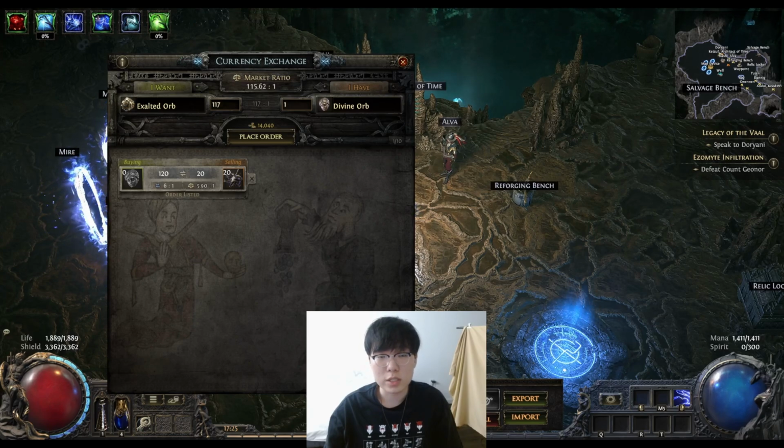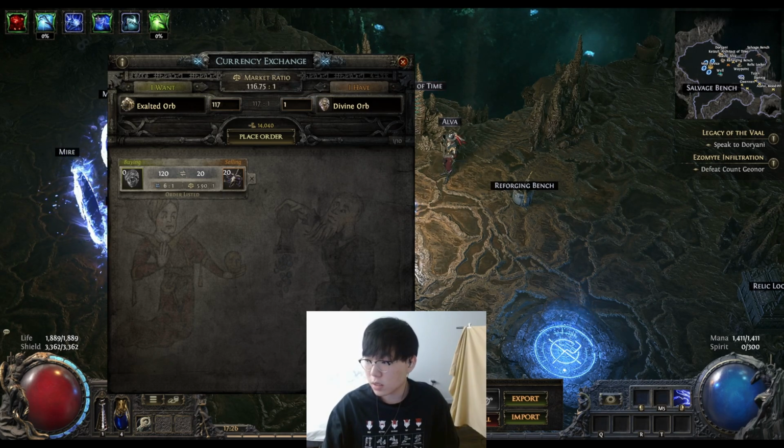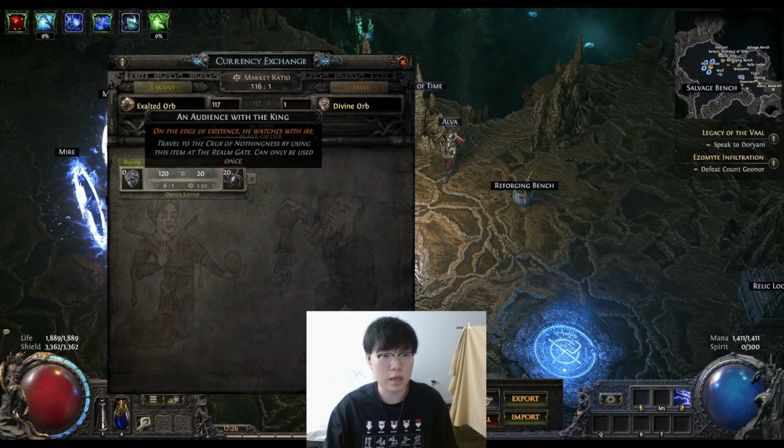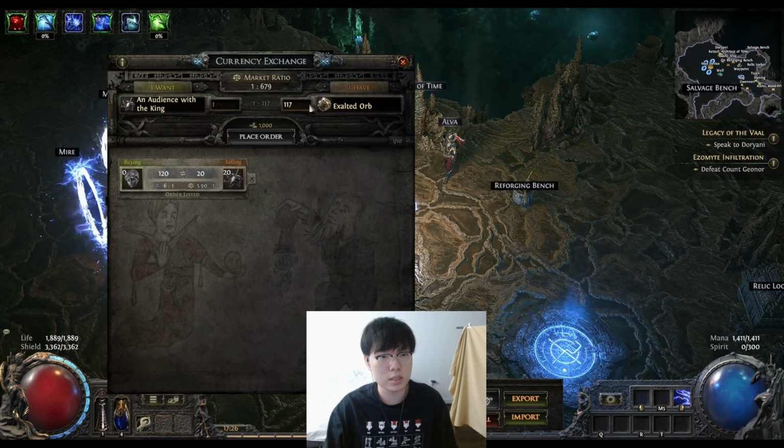Hey guys, I wanted to share really quickly how I've been passively making 20 to 30 divines a day. It is using Alva and the currency exchange. So the TLDR is purchase Audience of the Kings with Exalteds.